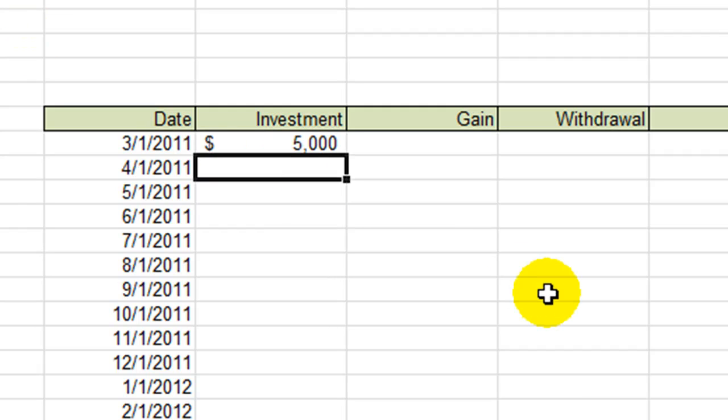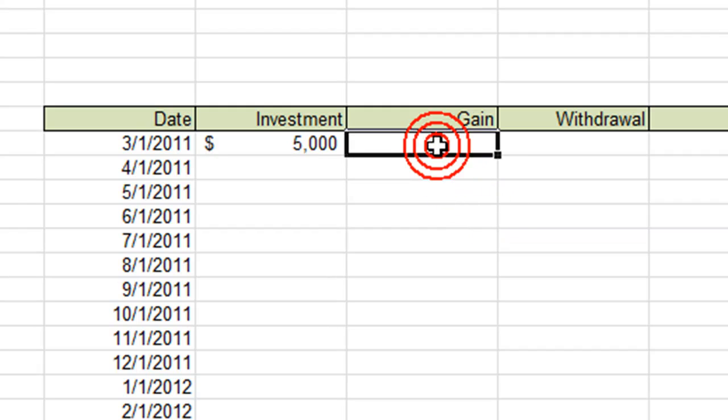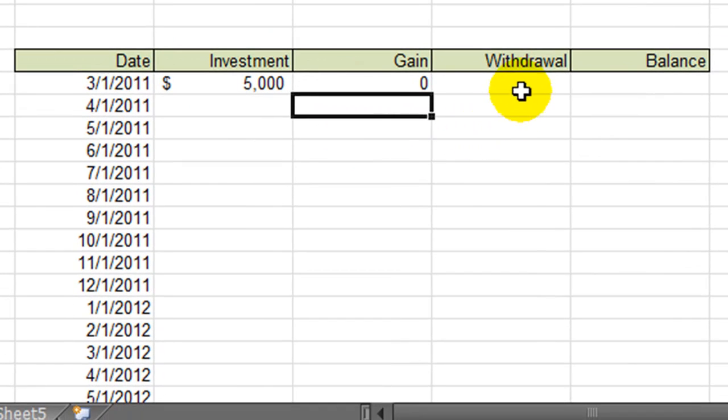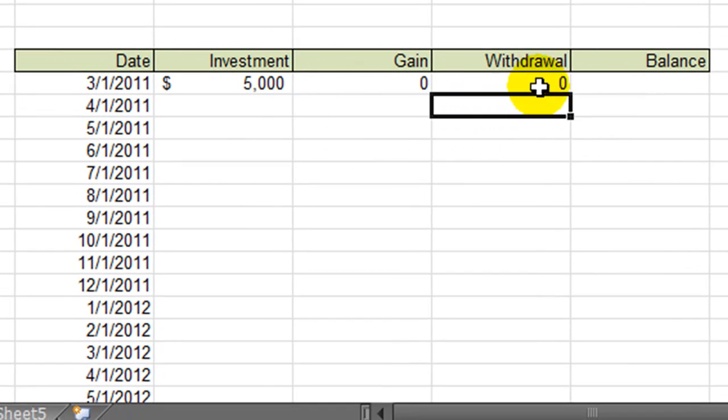There we go. 5,000 is the first investment. Now in the first month, I'm going to say there's no gain. Maybe we put it in near the end of the month, there just is no gain. In our first month, there's also no withdrawal.